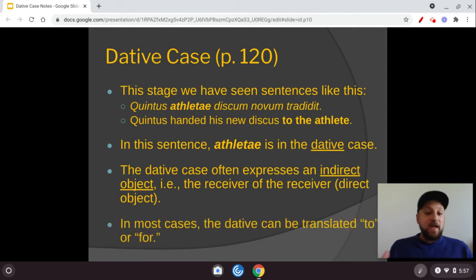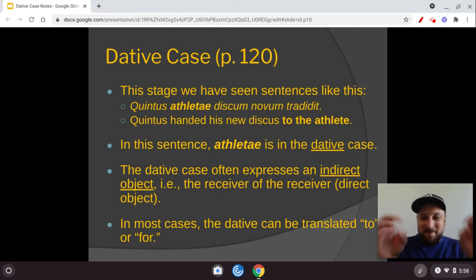And so in most cases, the dative can be translated to or for. So in English, this is a little digression because an indirect object wouldn't have a preposition with it, and an expression like to the athlete would be a prepositional phrase. But in Latin, there are actually more uses of the dative than just indirect objects, and pretty much as a blanket thing, the translation to or for works the best for all of those different uses.